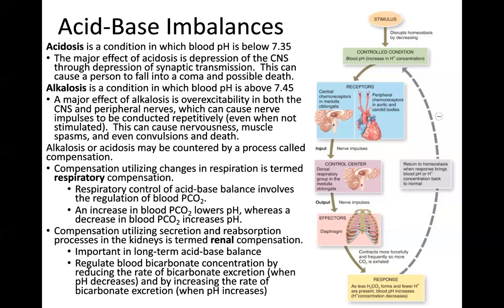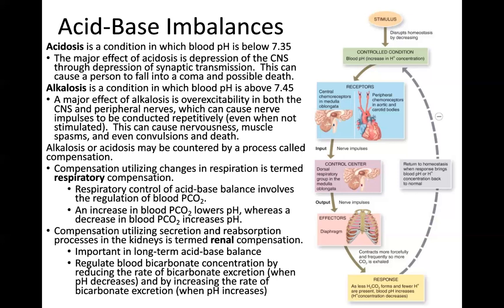So you counter an imbalance, either an alkalosis or an acidosis, by a process known as compensation. There are two forms of compensation: respiratory compensation and renal compensation. Respiratory compensation is where we change our breathing rate and depth, which is what this figure on the right is showing, which we've already talked about before. In doing so, that helps control acid-base balance with the regulation of our blood PCO2. Any increase in blood PCO2 lowers pH, whereas a decrease in blood PCO2 increases it.